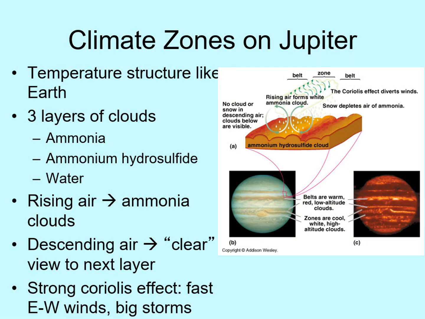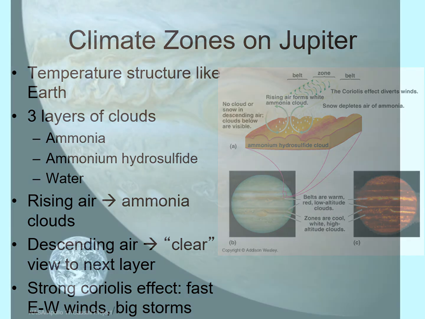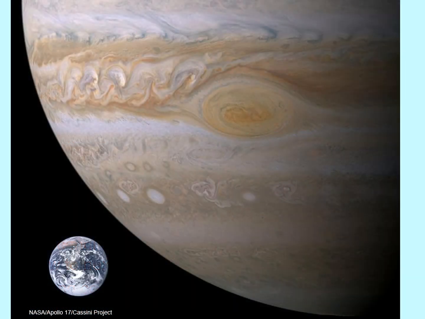Finally, the Coriolis effect allows huge, powerful storms to develop. The Great Red Spot is a storm that's larger than the Earth. It's lasted for at least 350 years and probably much longer.